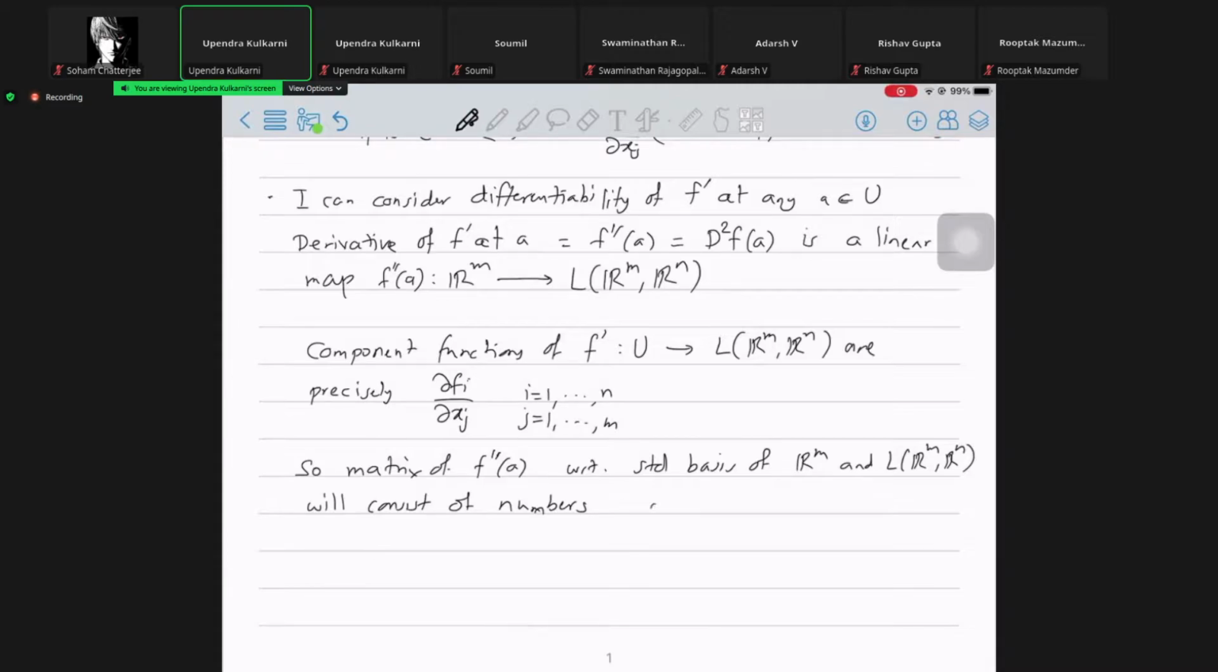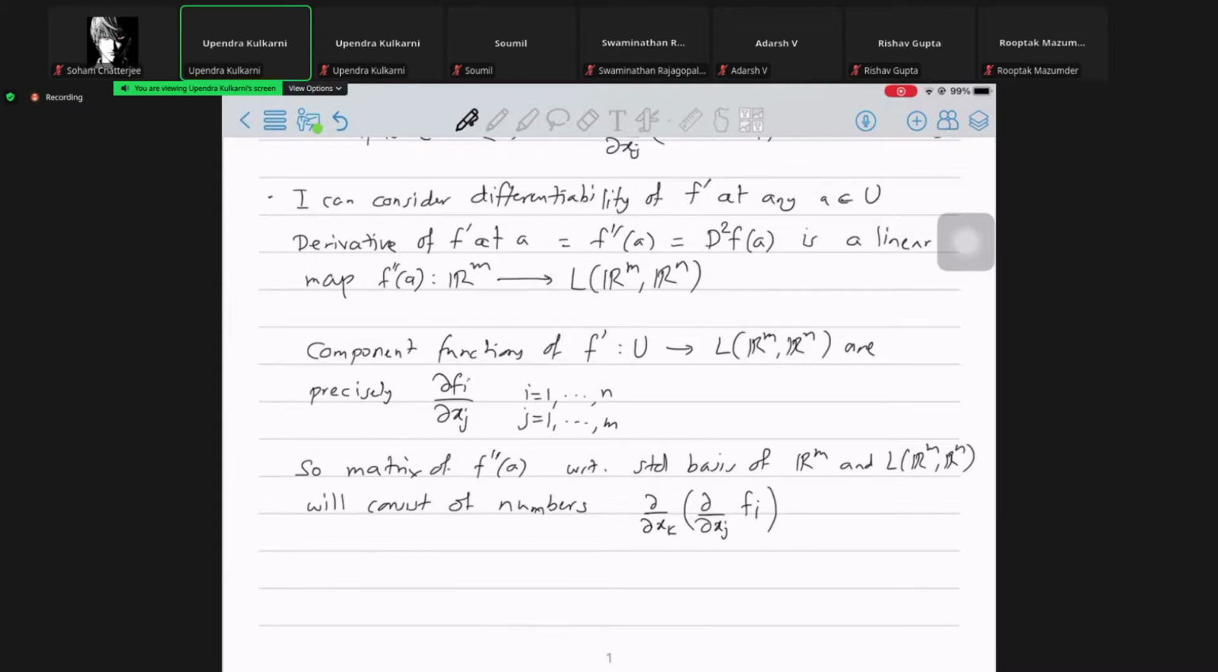So what we are going to get is, let me write it in this way. The operator del by del xj applied to fi. That is going to give me a function, remember, a function from U to real numbers. So I can again take the partial derivative of that with respect to any direction I like.